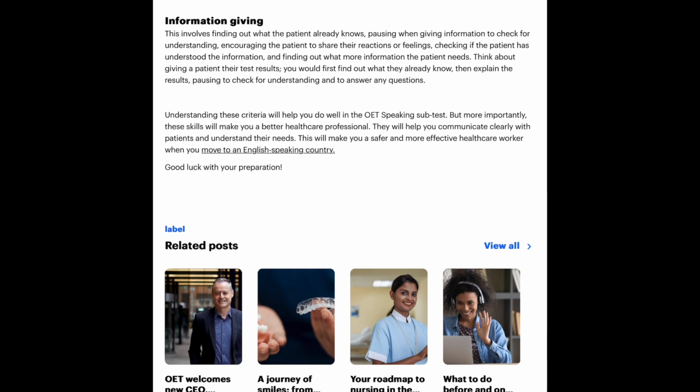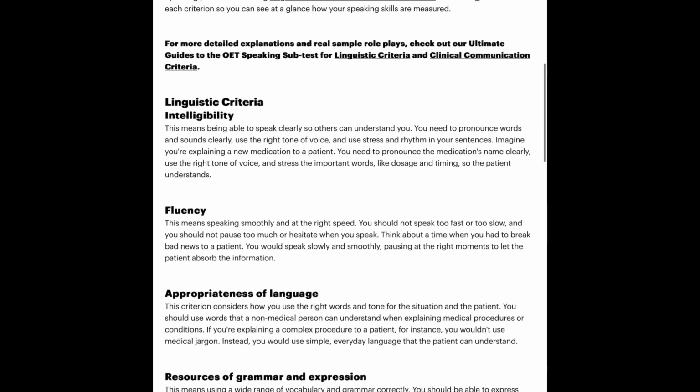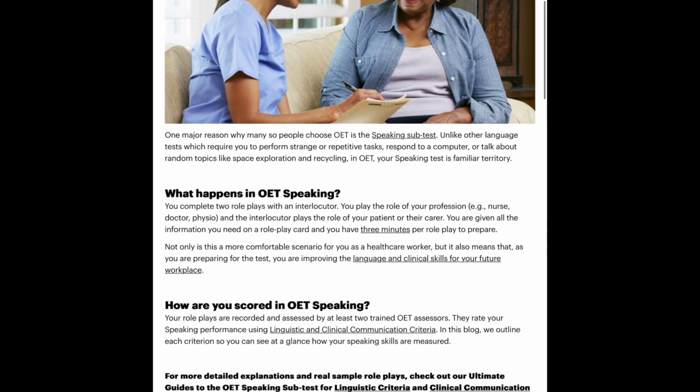So with that out of the way, let us discuss OET speaking with the help of a sample test. Now in the sample test, there is a role play card, a card for the candidate, which you will have at all times, so you can always refer back to it.